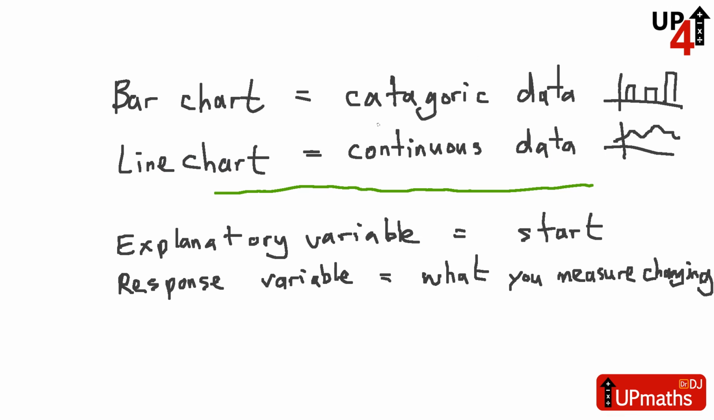Remember, you use a bar chart for categoric data, which you can kind of see because when you look at the bar chart, they're separated, kind of indicating the numbers don't make any sense, and so that could be potatoes, carrots, and onions, who knows. And a line chart is used for continuous data.